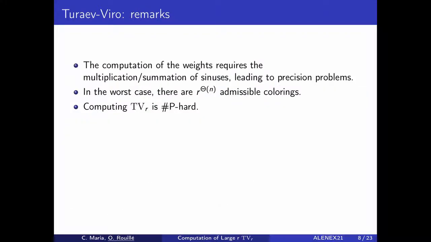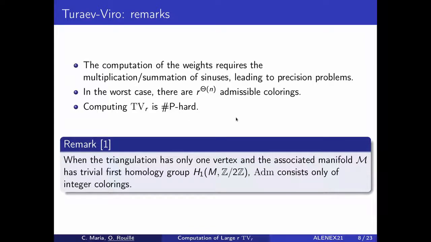So now some remarks. The computation of the weights uses products of several sines, plus the sum over all possible colorings. Computing Turaev-Viro is long and requires multi-precision arithmetic. In the worst case, there are r to the Θ(n) admissible colorings. Since Turaev-Viro relies on enumerating all colorings, it's a #P-hard problem. And I put there a remark towards the computation of Turaev-Viro.